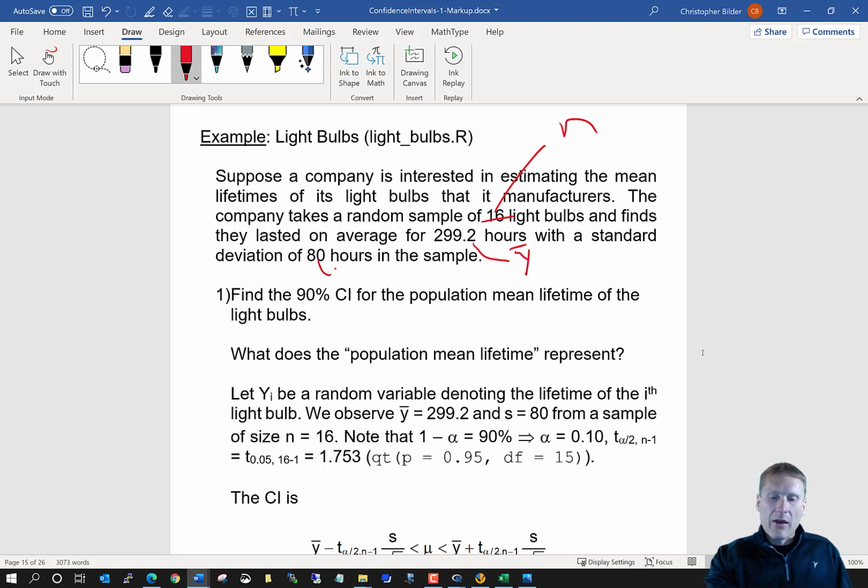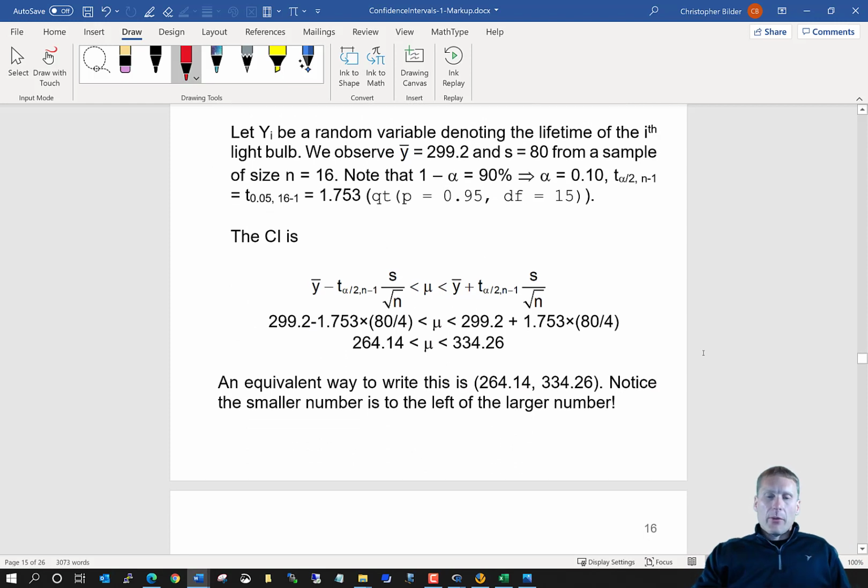299.2 hours with a standard deviation of 80 hours. Based upon this information, let's find a confidence interval for what the true population mean of all the light bulbs would be. Okay. So Y sub i for i equal 1 to 16 are random variables denoting the lifetime of the ith light bulb. When we actually observe how long they last, we get the little y's. And based upon that, we can calculate a sample mean and the sample standard deviation.